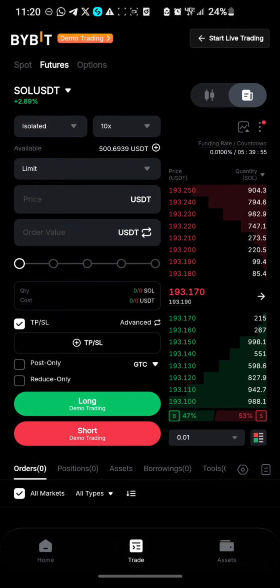Bybit account. So first thing, let's start with what is futures and spot trading. Basically, in our WhatsApp community group, we'll be giving you guys signals on spot and futures trading. But if you are trading on futures, let's get started now.